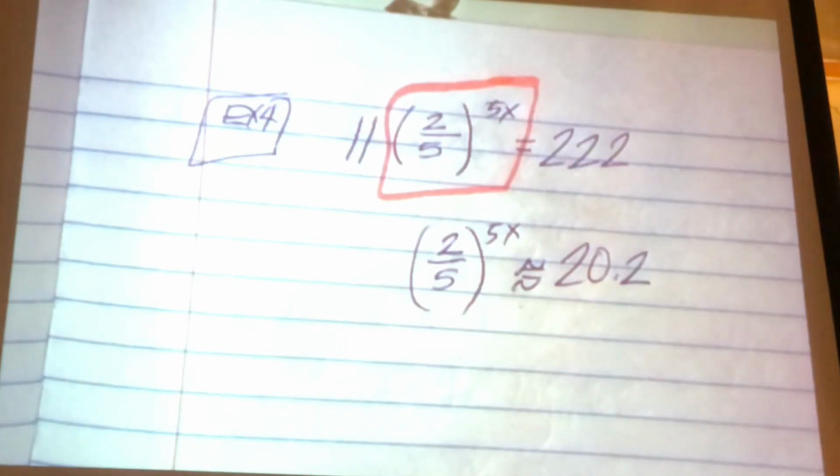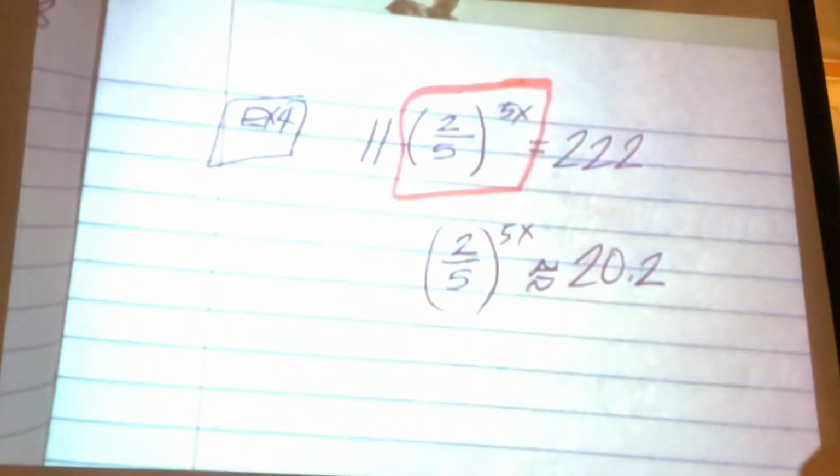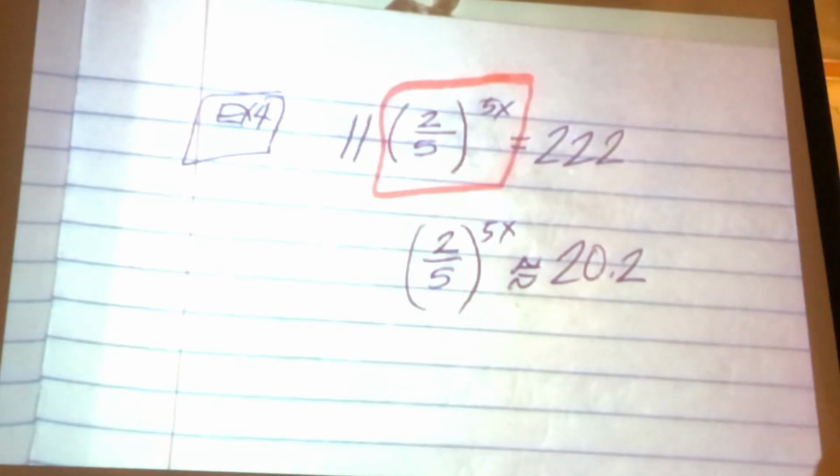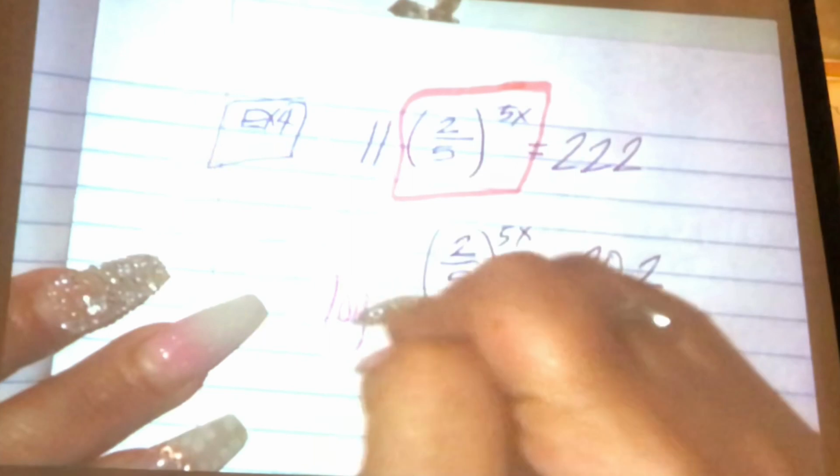Now is the base isolated? Okay, so what do I do to both sides? Log of what? What base? 2/5. Even though it's a fraction, it's the same thing. Log 2/5.